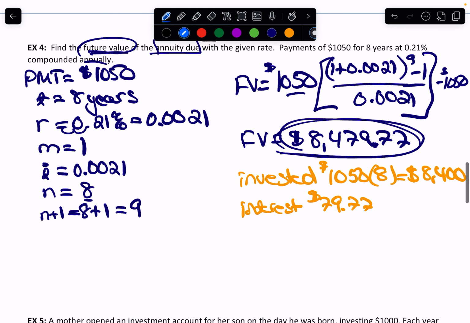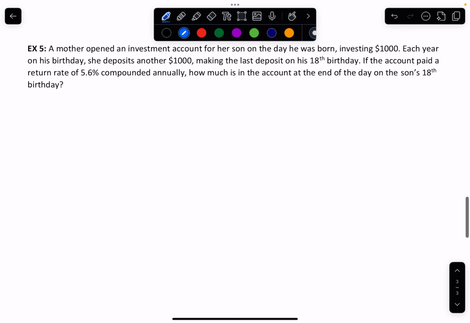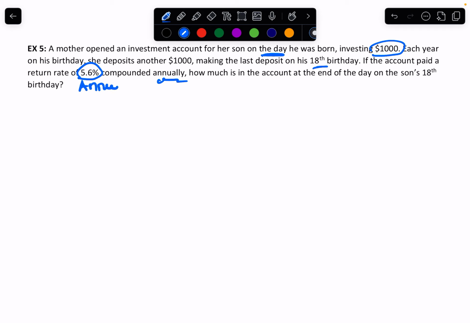Okay, let's look at this next example, or our last one. A mother opened an investment account for her son on the day he was born. Investing $1,000. Each year on his birthday, she deposits another $1,000, making the last deposit on his 18th birthday. If the account paid a return rate of 5.6% compounded annually, how much is in the account at the end of the day on the son's 18th birthday? So this is going to be annuity due because it's deposited at the beginning when the son was born.